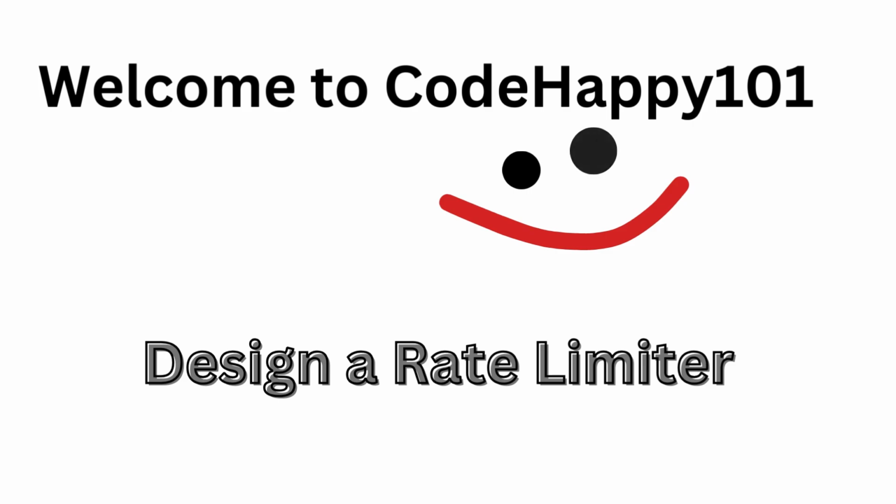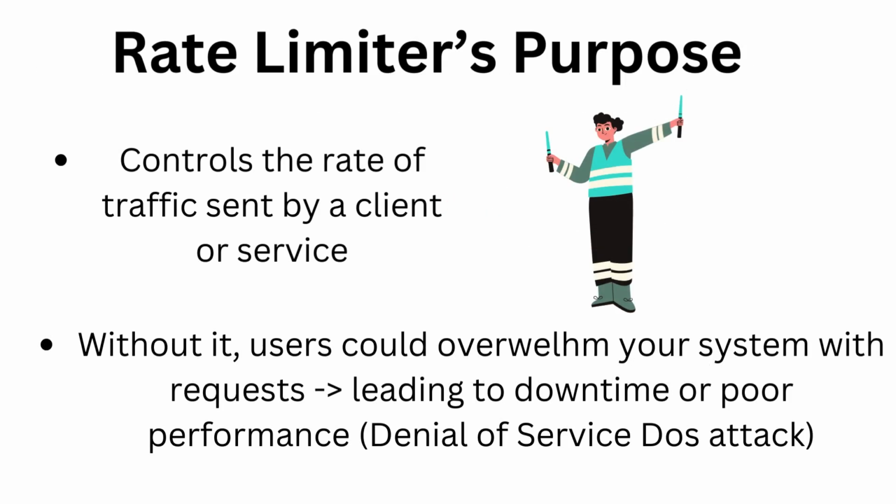Let's do it. In simple terms, a rate limiter controls the rate of traffic sent by a client or service. Imagine you're managing a popular API. Without rate limiting, users could overwhelm your system with requests, leading to downtime or poor performance. Rate limiters cap the number of requests a client can send within a specific period of time. If the limit is exceeded, excess requests are blocked.